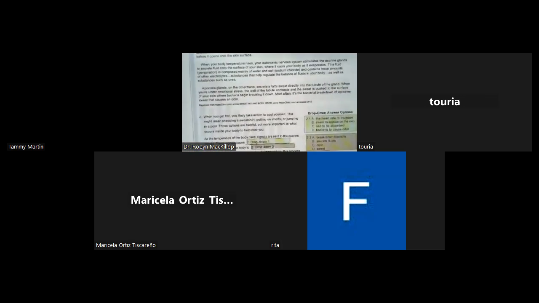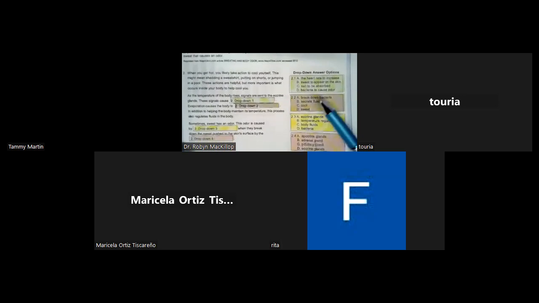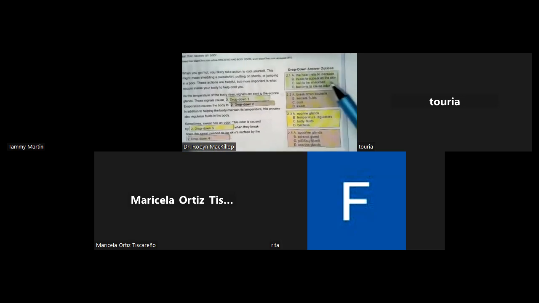This one I'm not going to do because it's a lot of reading. You can do the drop downs. It's quite possible that you'll get drop downs on the science test, and they'll be just like this: A, B, C, D, A, B, C, D.